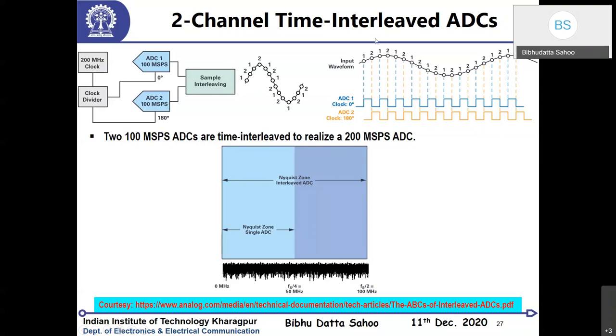For this to work, ADC one will be working with a zero degree phase clock, and ADC two will be working with the inverse of that clock, a 180 degree out of phase clock. A 100 megahertz ADC would have a bandwidth of 50 megahertz. But as soon as we time interleave two of them, each operating at 100 megahertz, you get a bandwidth of 100 megahertz. You have doubled the bandwidth. Now, the problem.